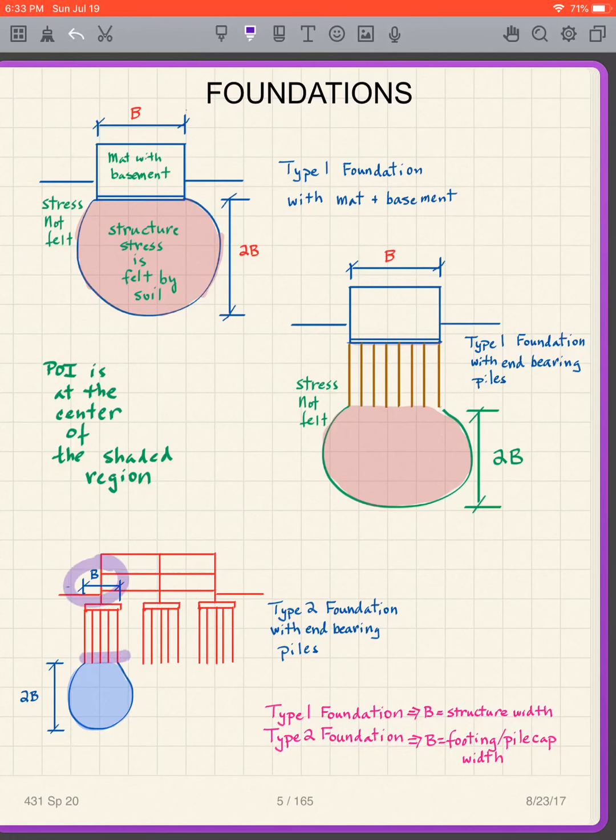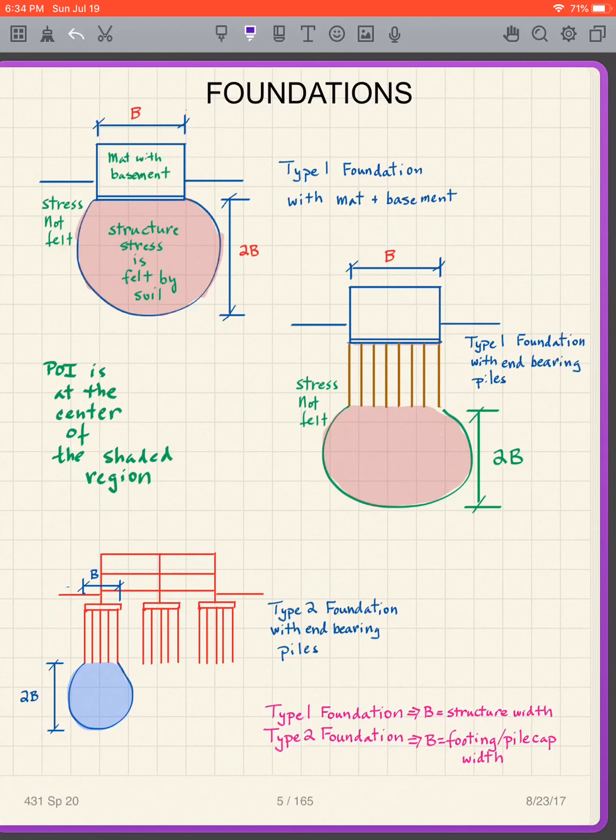Well, the B is much smaller than the entire width, so what we're going to find is that the pressure bulb doesn't go as deep now, and sometimes that can be a big advantage for us, because if we have, for instance, a very soft soil down here, we can avoid stressing that soft soil using this type of foundation here. It doesn't work all the time, but sometimes we can do that.